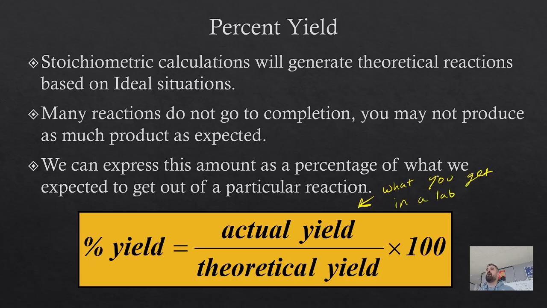Can you calculate actual? No, you can't. Actual has to be given to you. So I have to tell you, I did the lab and I got this much. So actual is never calculated. Now theoretical, this is what you've been doing. So this is what you calculate on paper.